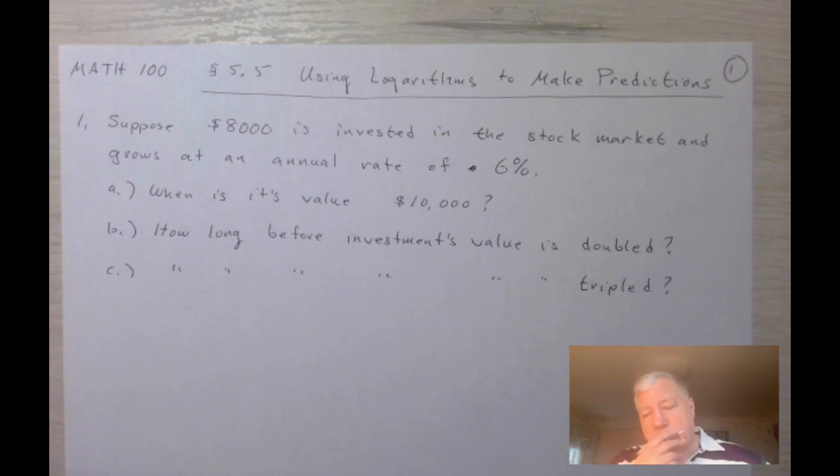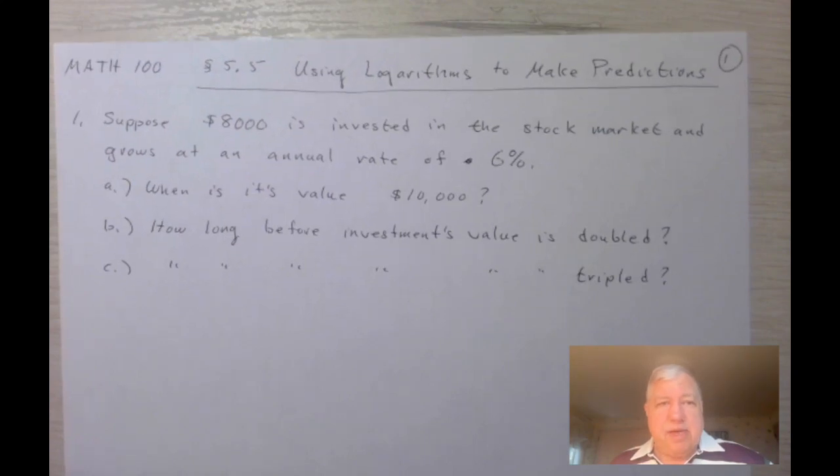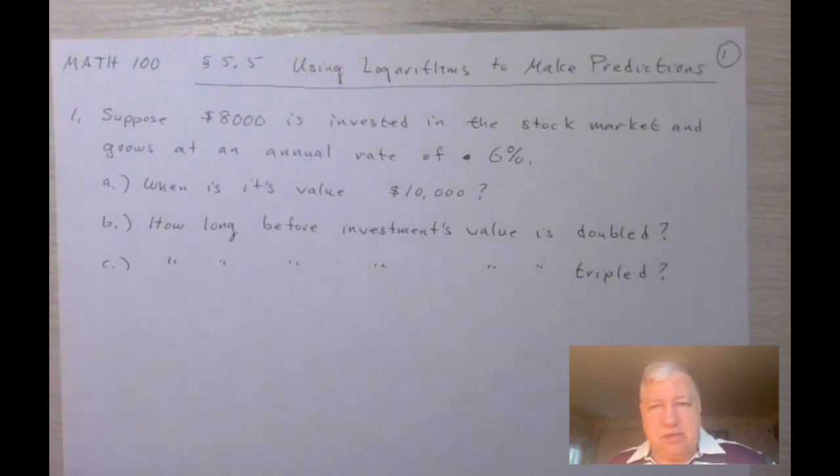This first one is going to be a money related problem. It has to do with compound interest or exponential growth of money. Suppose you invest $8,000 in the stock market, and that investment grows at an annual rate of 6%. The question is, when is its value $10,000? And how long does it take before the value is doubled or tripled?